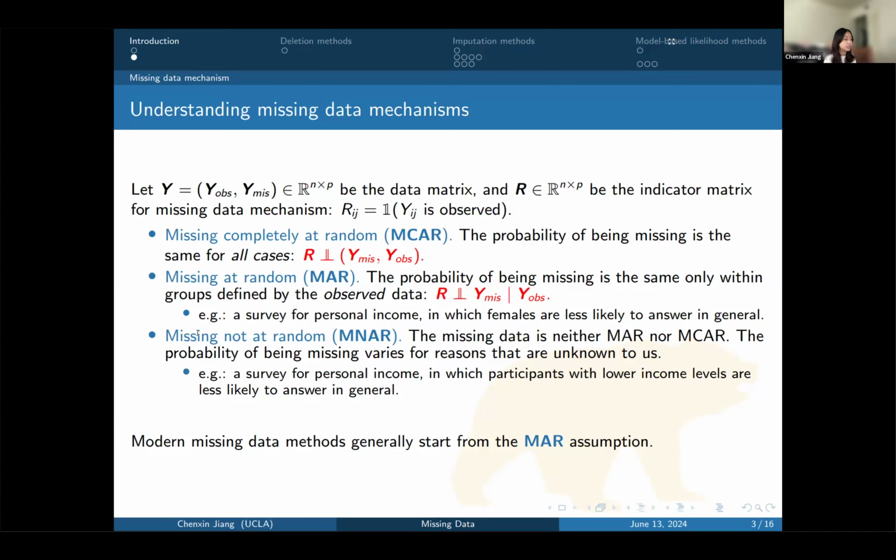And the third class is called missing not at random. That means the probability of missing varies for reasons that are unknown to us. For example, in a survey, the participants with lower income levels are less likely to answer, but there is no way for us to know that. Most of the modern missing data methods start from the MAR assumption.